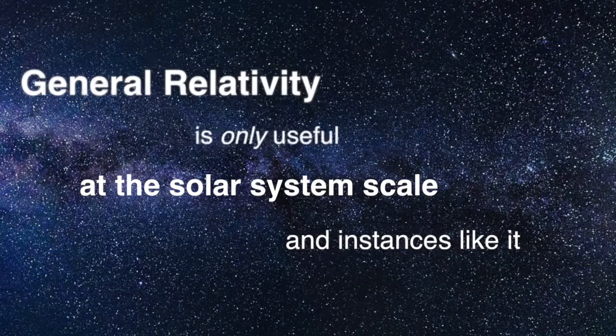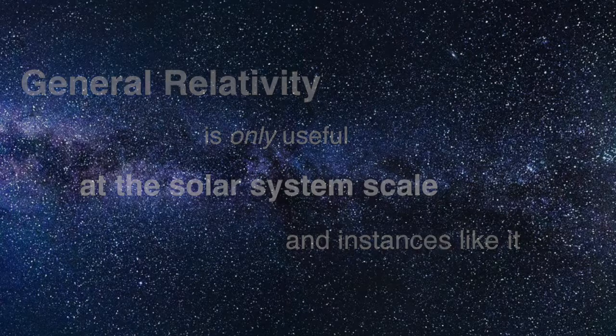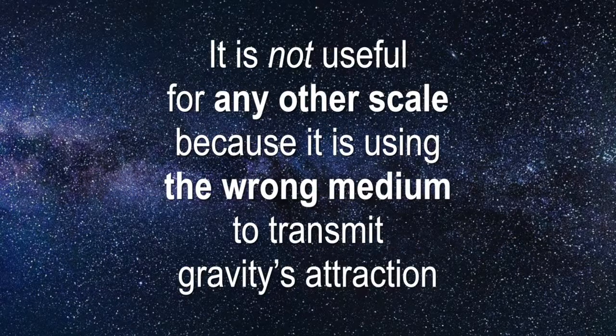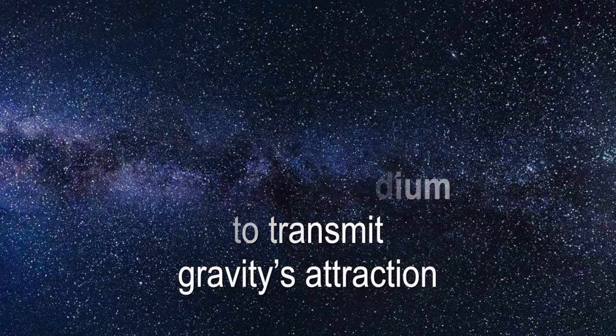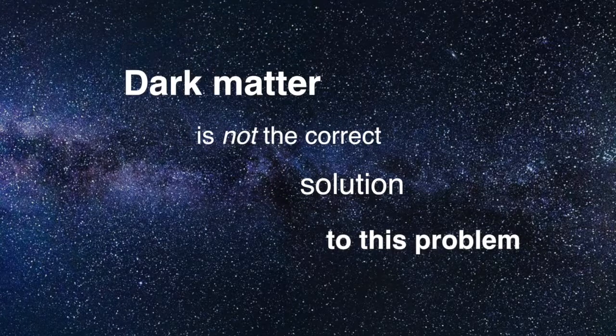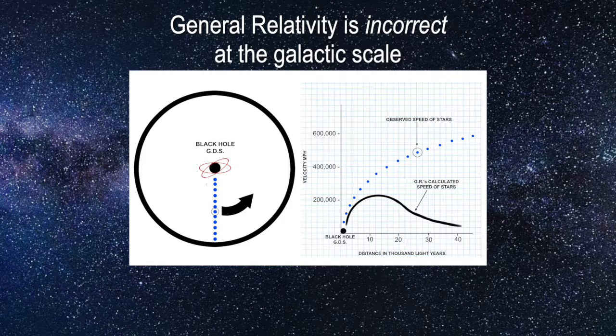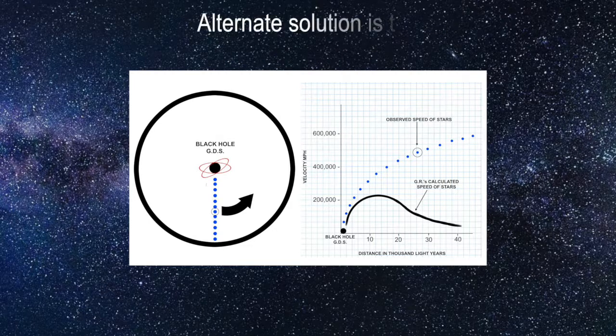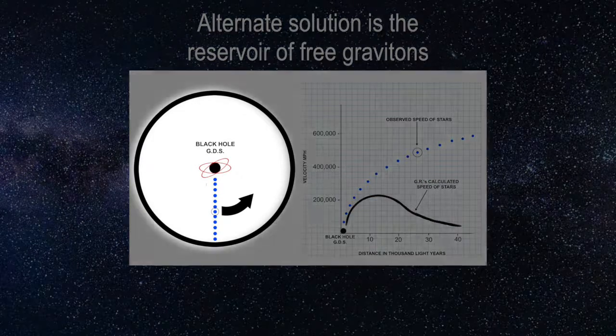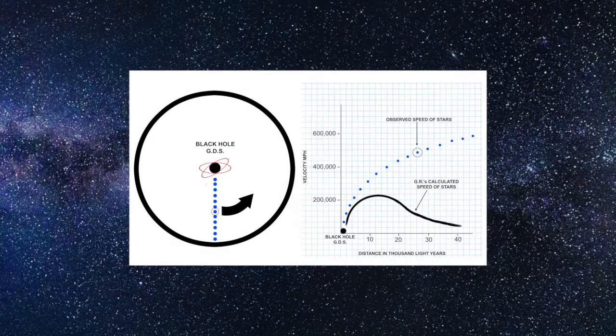Remember, general relativity is only useful at the solar system scale and instances like it. It is not useful for any other scale because it is using the wrong medium to transmit gravity's attraction. We now know dark matter is not the correct solution to this problem. Without this supplemental force, we now also know that general relativity is incorrect at the galactic scale. The alternate solution is the reservoir of free gravitons, which we talked about earlier. It needs no additional attraction at the galactic scale.